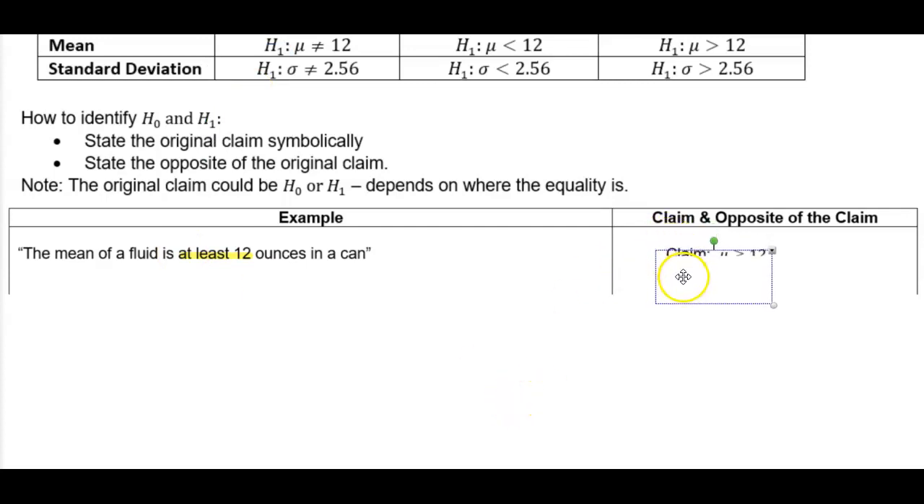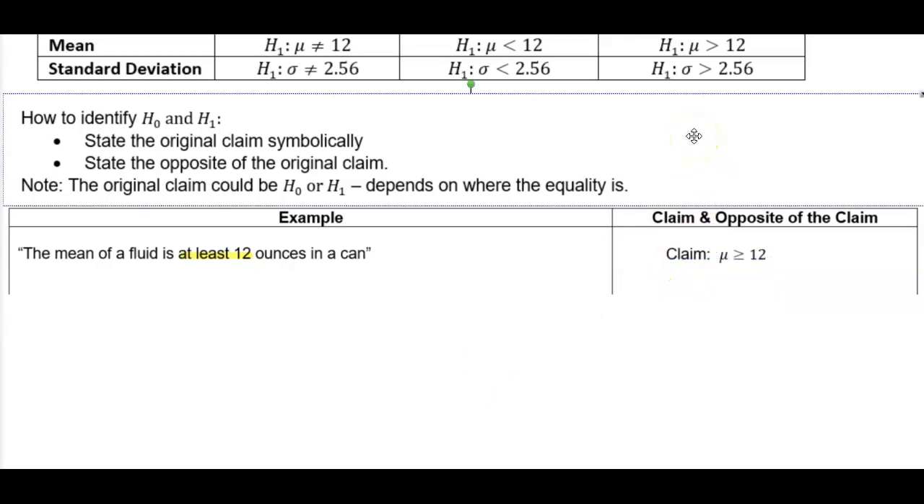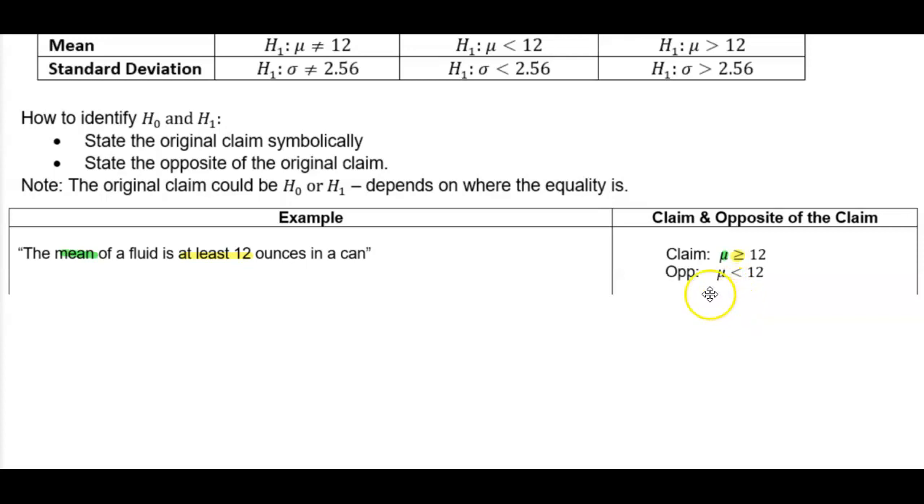Okay, so we first need to find our claim. Well, recall that at least means greater than or equal to. And so we're also talking about the mean. So the mean is then going to give us the symbol of mu. So we're going to say that the claim is the mean which is greater than or equal to 12. Now, what would be the opposite of this? Well, the opposite of greater than or equal to is going to be less than. So the opposite would be that the mean is less than 12.